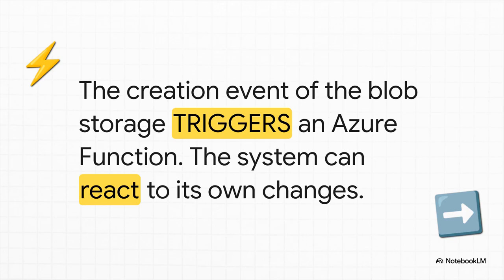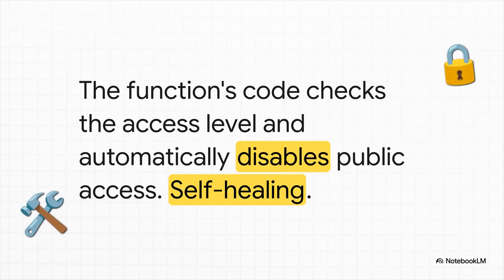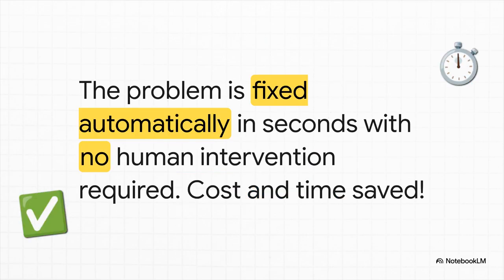The system is basically watching itself and can react instantly to changes in its own environment. So that function wakes up, its one and only job is to look at that new container, see, whoa, public access is on, and it just turns it off. It's a simple, self-healing action. And just like that, the problem is fixed. In seconds, before a human even knows it happened. That is the power of event-driven automation. It's cheaper, it's faster, and man, is it more secure.